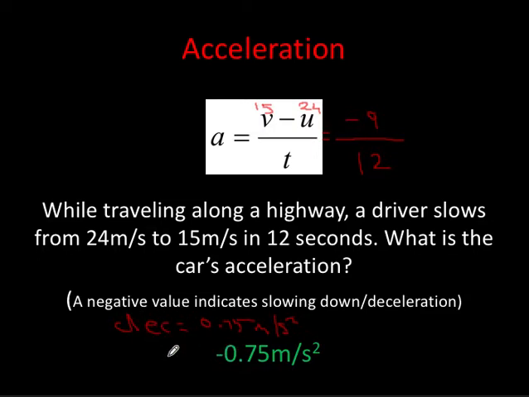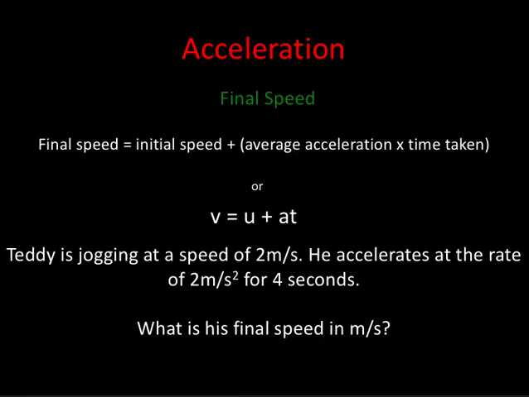If you include the negative though, you should write down acceleration equals -0.75 meters per second squared, which indicates a negative acceleration, which means that it's getting slower. Okay, let's have a look at final speed now. The formula for final speed equals initial speed plus average acceleration multiplied by time taken, or V equals U plus AT, and you should do this part first.